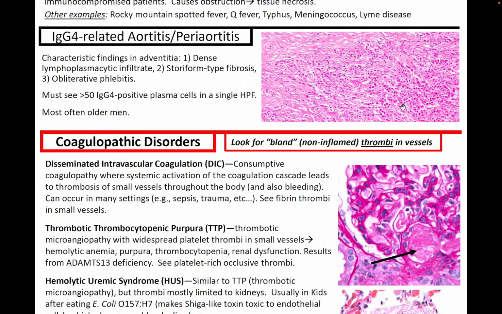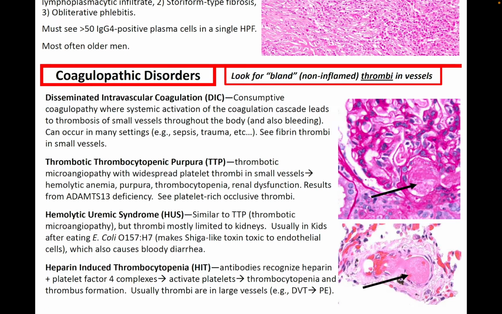Next up, we have IgG4 related aortitis or periaortitis. So you'll have characteristic findings in the adventitia, such as dense lymphoplasmacytic infiltrate, storiform type fibrosis, obliterative phlebitis, and you must see more than 50 IgG4 positive plasma cells in a single high-powered field to call this. And IgG4 related aortitis often occurs in older men.